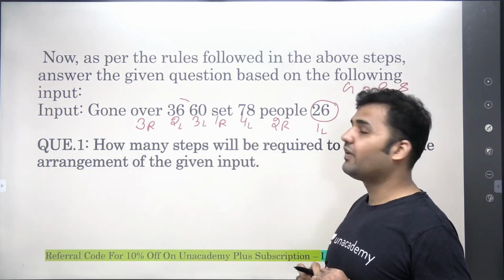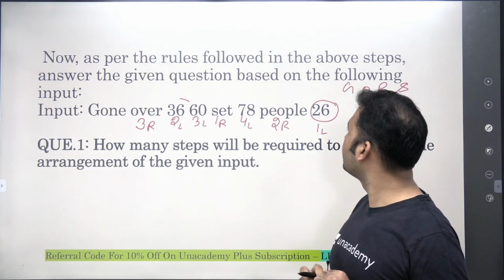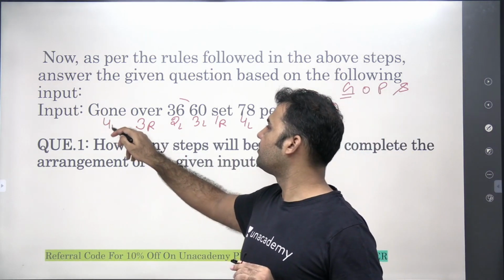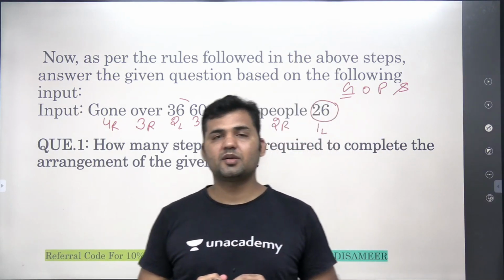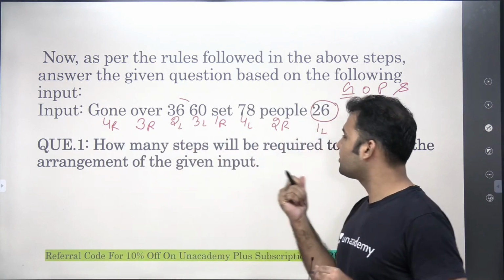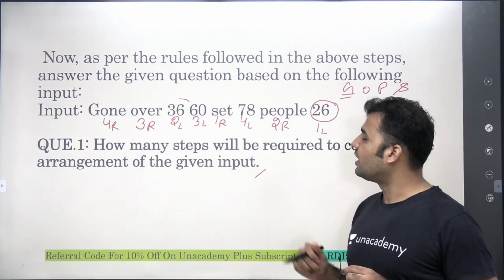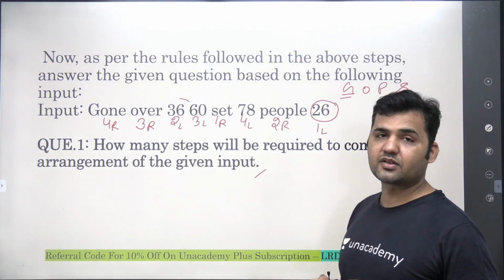And finally, you see which element will be moving? G is the last element that will be moving. So this will be given as 4R. So therefore, you see that in a total of 4 steps, the arrangement will be completed. So the answer to the question, how many steps will be required to complete the arrangement of the given input, is the fourth option. This is the answer to the question.